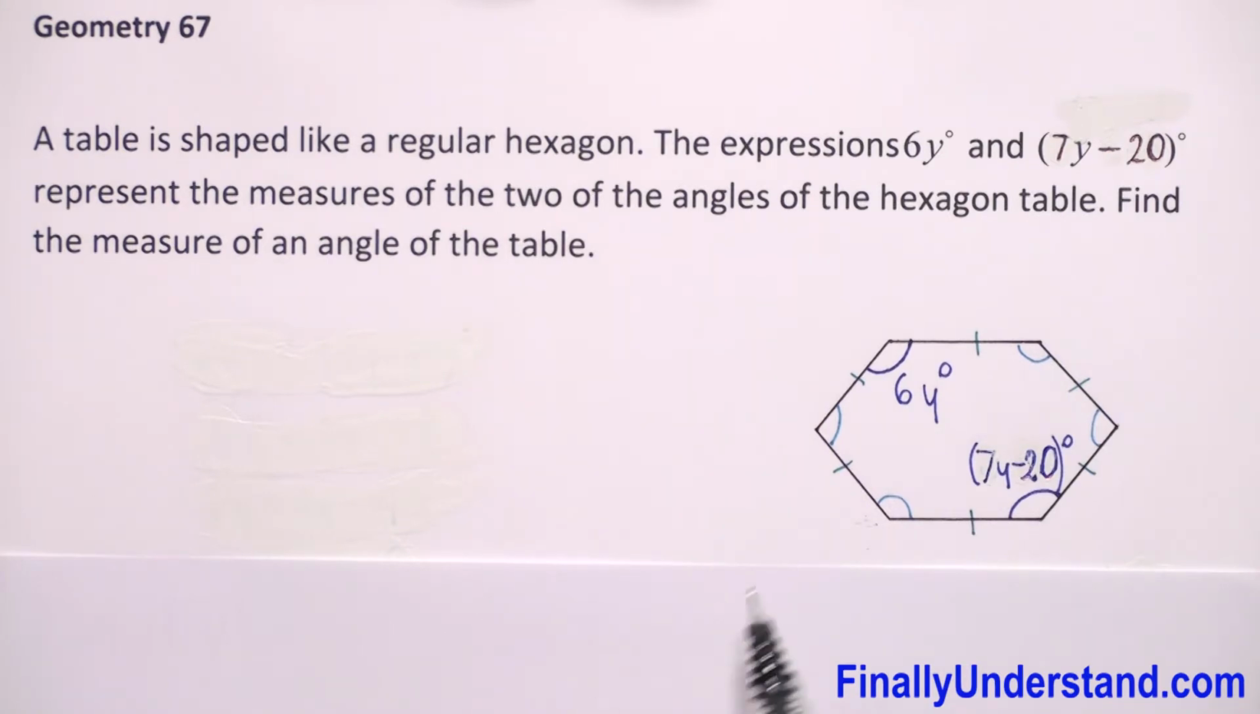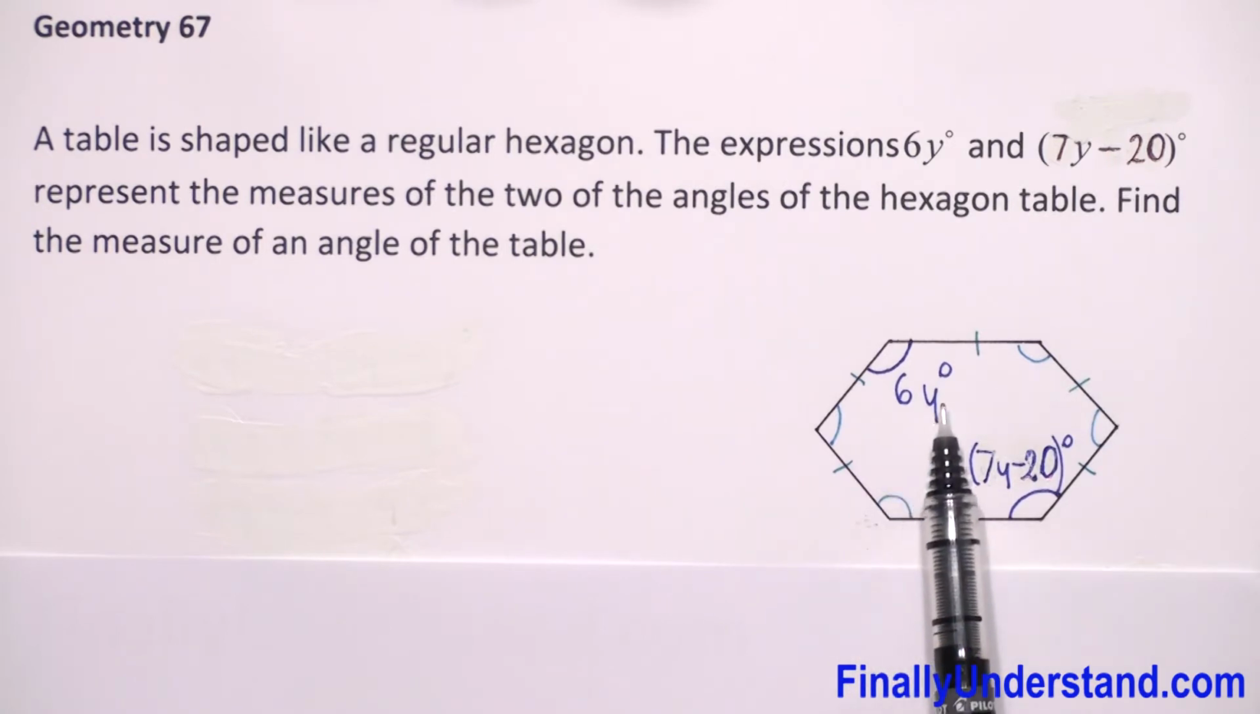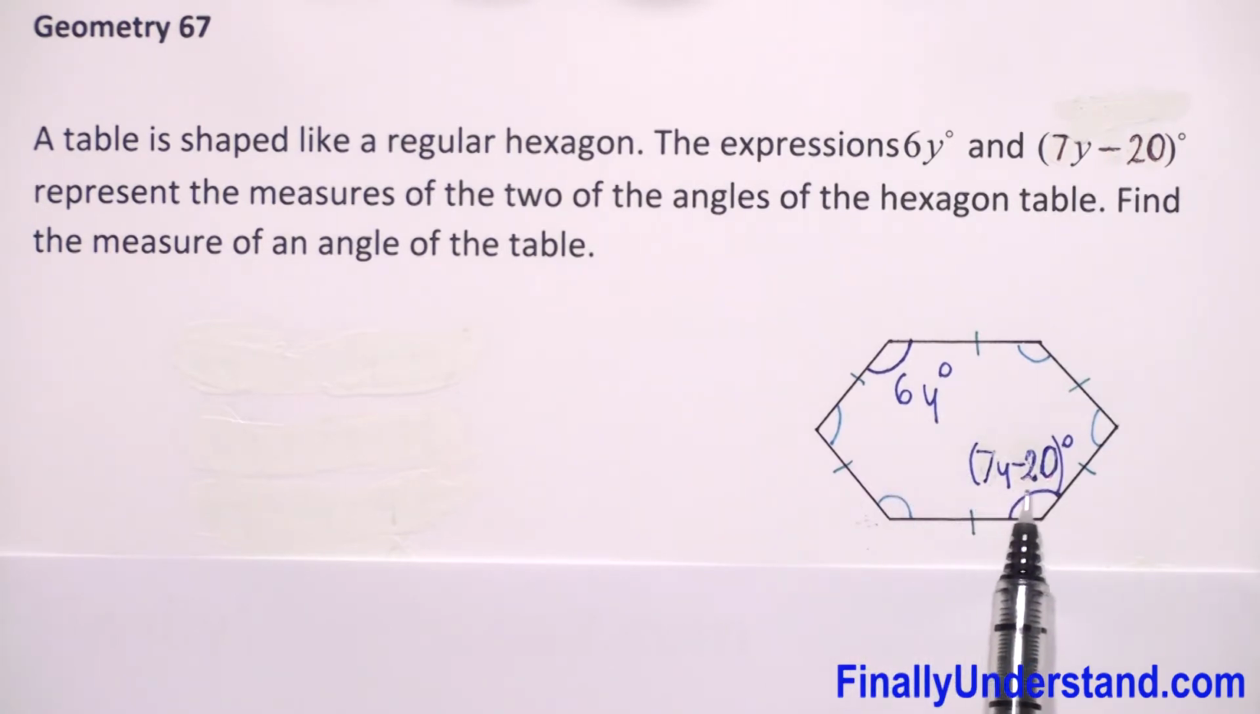We have given here a regular hexagon. It means that the sides are congruent and all angles in the interior of the hexagon are congruent. It means that our angles, which are given by the expressions 6y degrees and 7y minus 20 degrees, are equal.